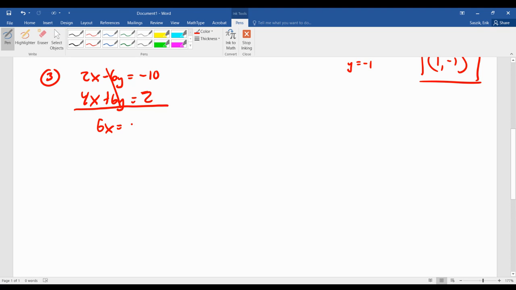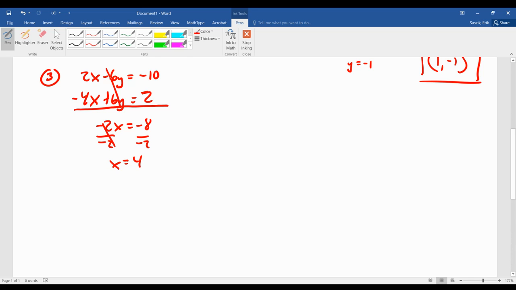So we get 6x equals, I'm sorry, I wrote down the equation wrong. This second equation should have been negative 4x, okay? So 2x and negative 4x is negative 2x, and this is going to be negative 8. Divide by negative 2, and you get x equals 4.